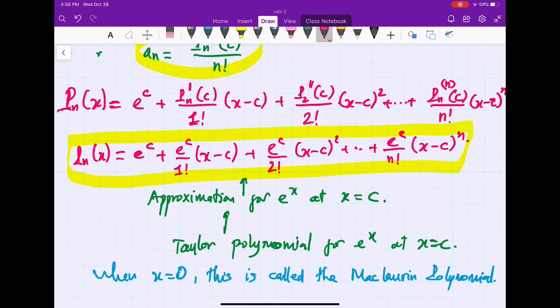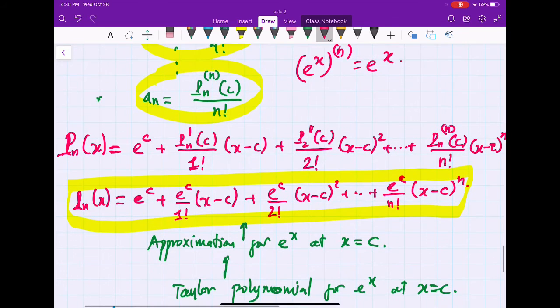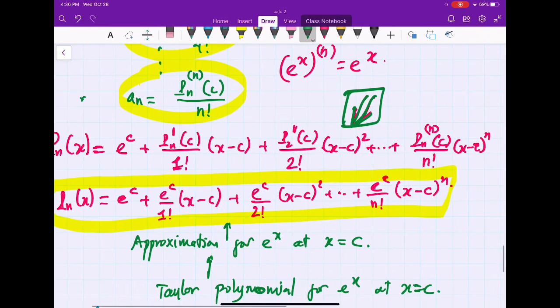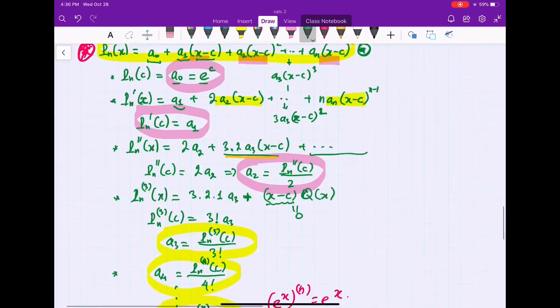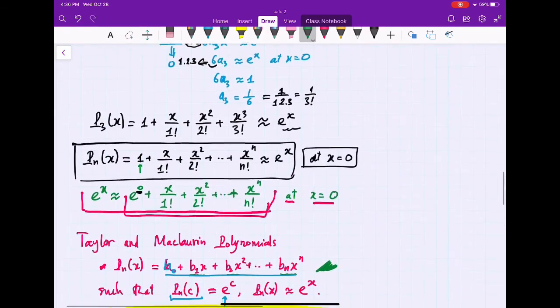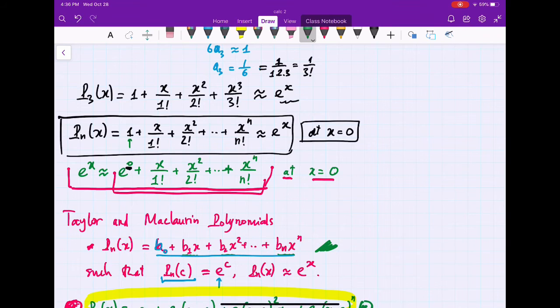I especially did this argument because I want to generalize for any function. We may obtain this formula based on the Maclaurin polynomial for e to the x. Agree? Let me show you that before we move to general functions, okay? We may apply this formula, right? Okay, let me copy this.